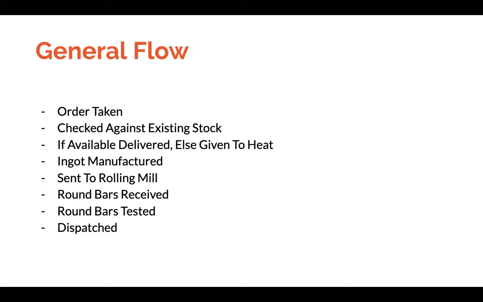Just a brief about this general flow. Basically, the order is taken. Once the order is taken, it is checked against existing stock, whether it is available or not. If available, then delivered. If not available, then it is sent to heat to manufacture it. Once it is done, the ingot is manufactured. This ingot is sent to the rolling mill. From the rolling mill, we receive round bars. These round bars are tested and then dispatched. So this is the general flow in that industry.